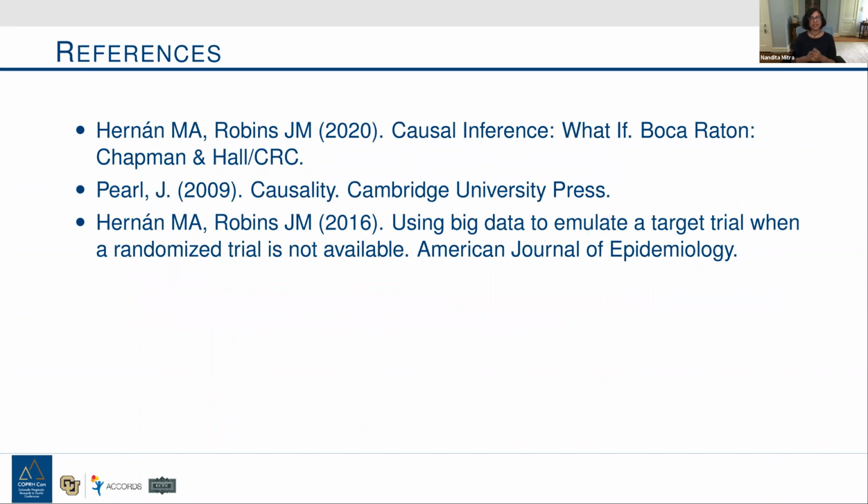And so these are just some references. The third one is a very nice paper on using big data to emulate a target trial when a randomized trial is not available, in AJE. So I will stop sharing and I'm happy to take questions.